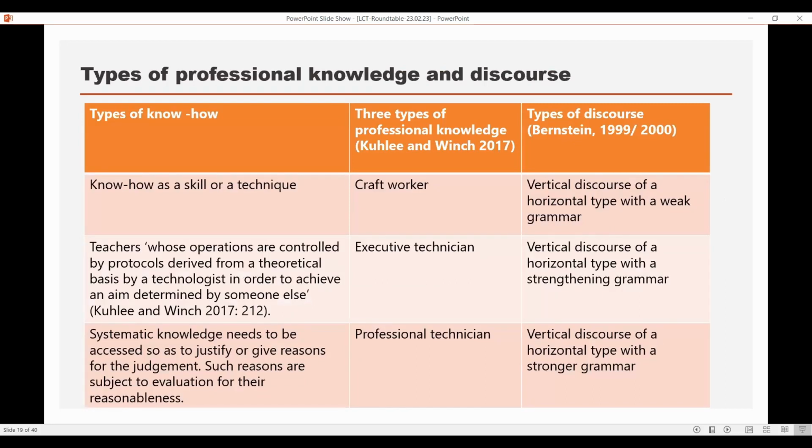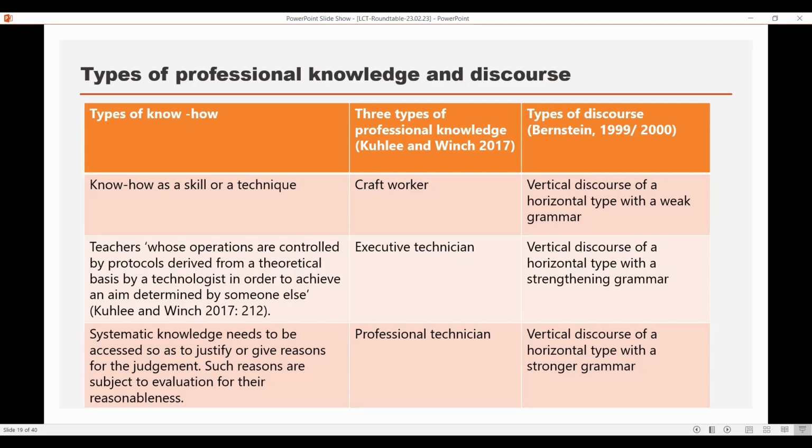So just to try and pull together where we've got to so far: different types of know-how as a skill or technique, perhaps analogous with that notion of teaching as a craft worker, which is one way of representing professional knowledge. In that form of knowledge we're accessing some systematic concepts, but in a very weak way, using that notion of a weak grammar. The abstract concepts do not feature particularly strongly. It's a weak grammar. Craft worker is just one conception.